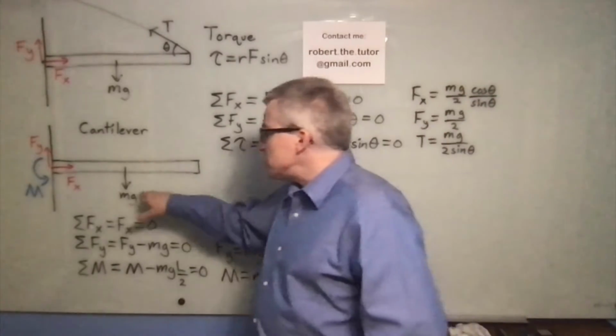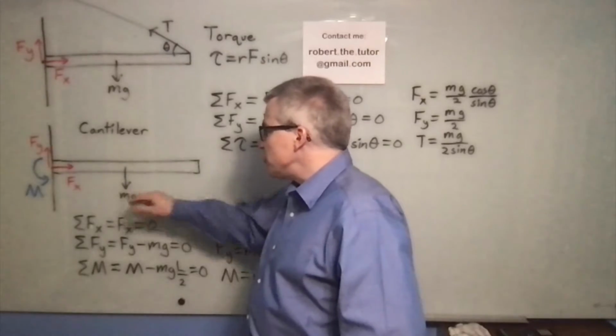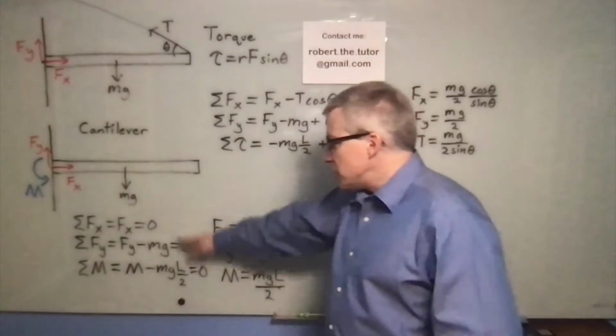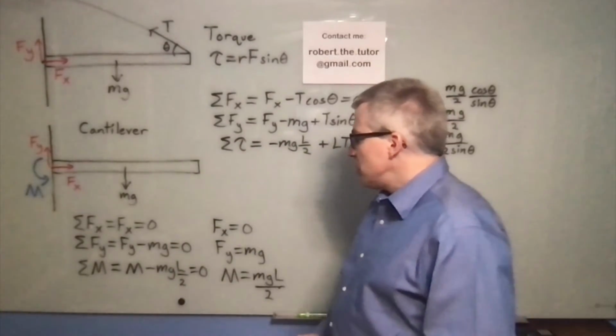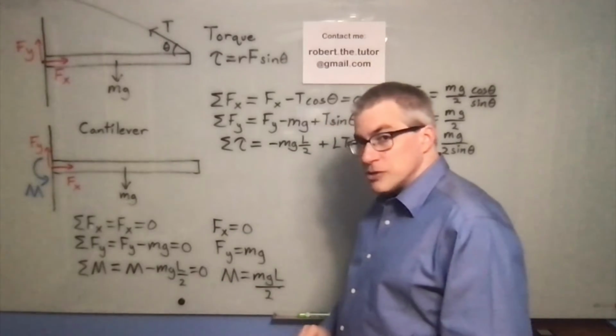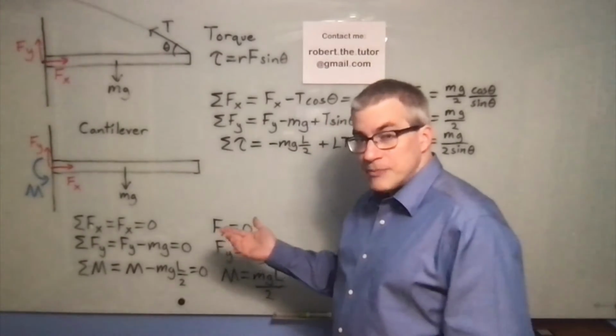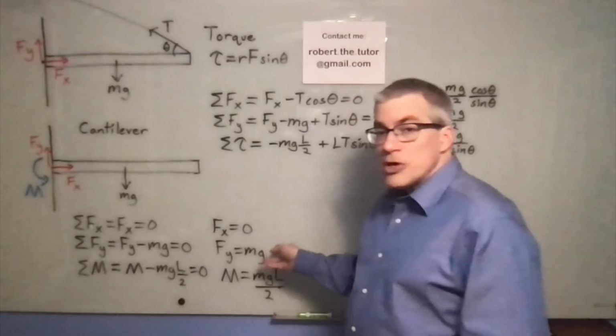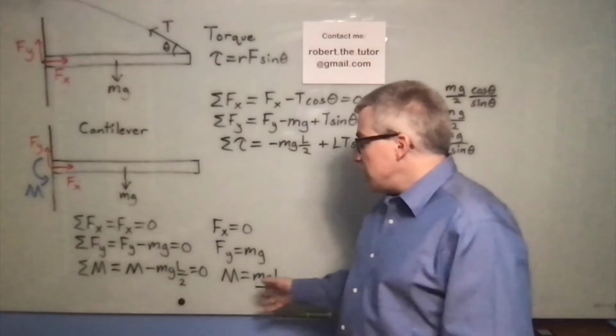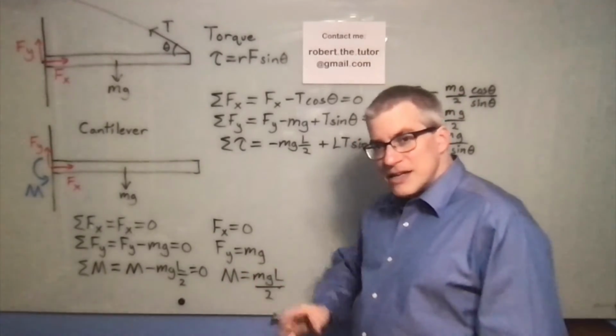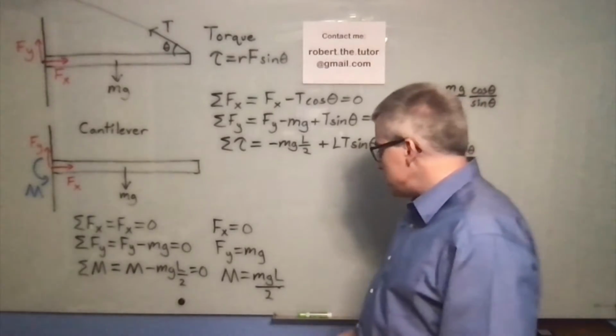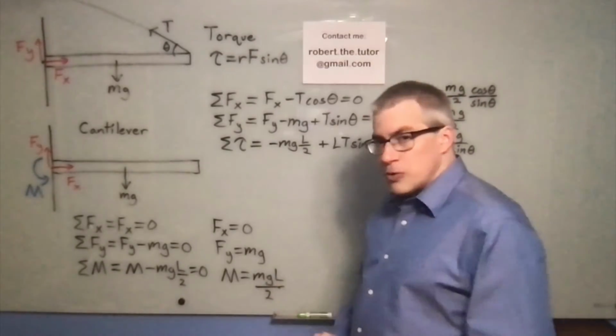Well, the diagram is a little simpler. Instead of having that tension, we've got that. So the equations come out much simpler as well. We don't need any force in the x direction because there's no rope pulling left. In the y direction, it has to hold up all the weight. And then there's a moment, a twist being applied at the end, which is mgl over 2.